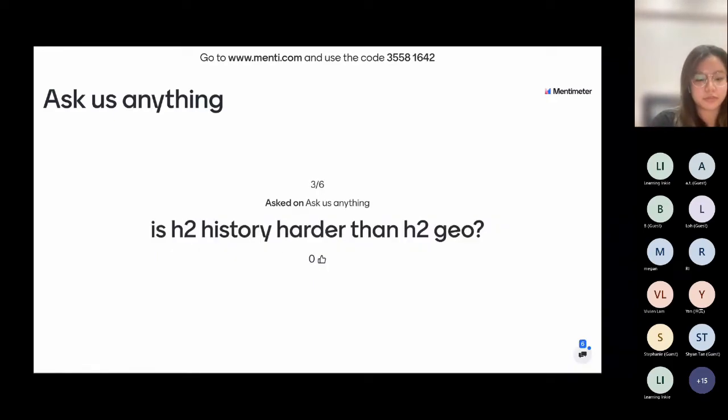Is H2 history harder than H2 geography? I did not take geography, so I cannot really answer this question. But I'll say that the two subjects, in terms of content at least, are very, very different. If you have questions on H2 geography, you can maybe go to the Inkie Learning Discord group and ask about it, because I'm not too sure about what they cover, what skills are needed and how their paper is structured.